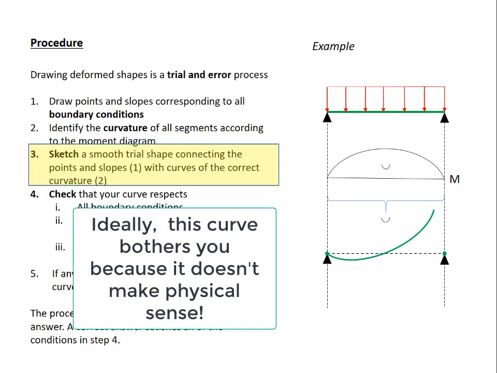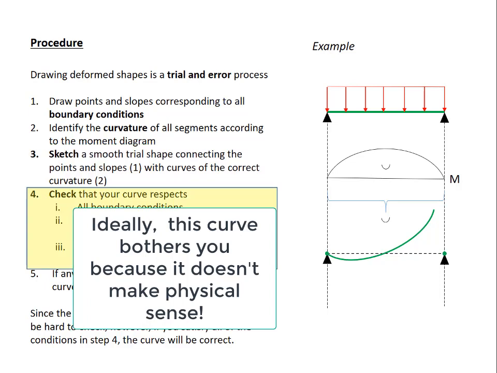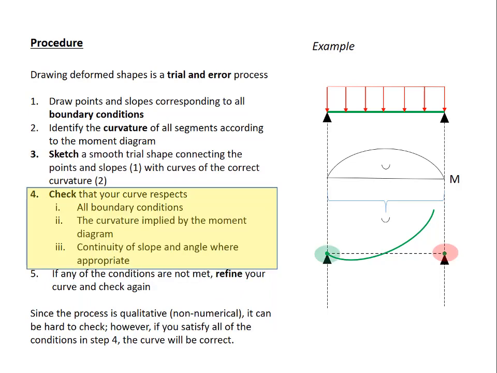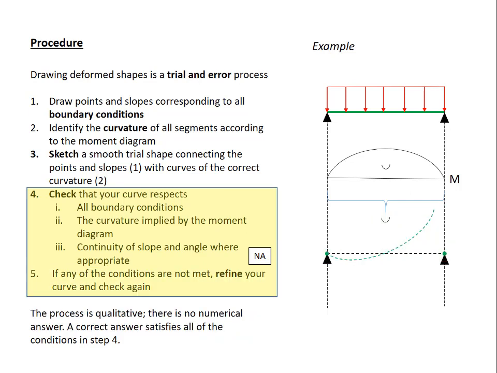Now let's move on to step 4. Let's check the curve. Let's check the boundary conditions. It meets the boundary condition at the left, but not the right. So we failed that condition. We'll keep checking the rest of the conditions to know if there's anything else wrong with the trial shape. The curvature implied by the moment diagram is concave up, and the beam is indeed concave up over that whole segment, so this condition is satisfied. And there's no point where we need to worry about continuity. So this was not correct.